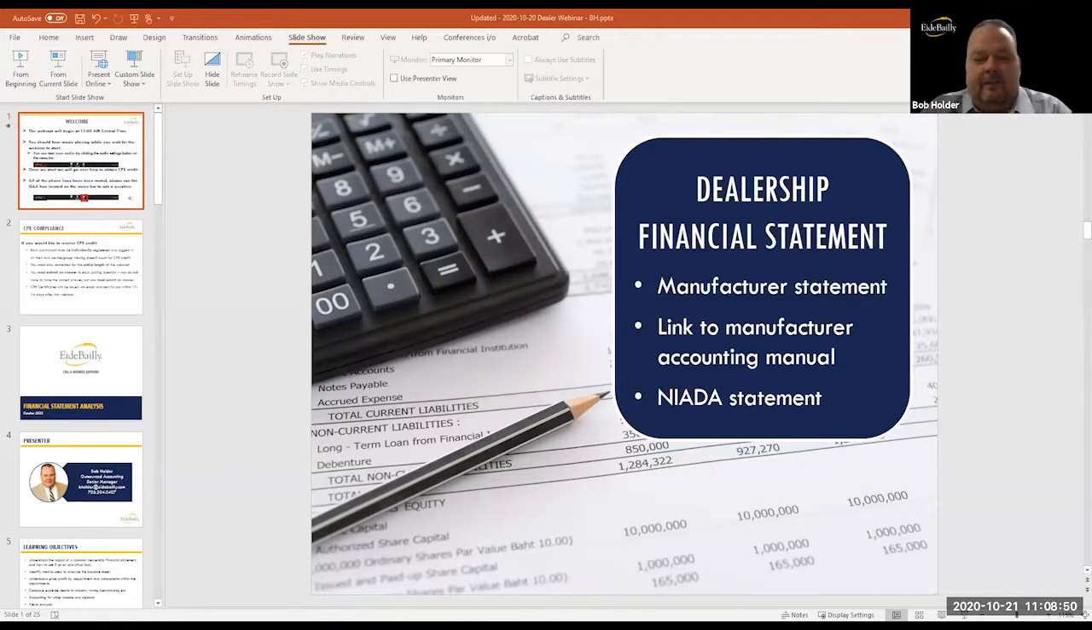And there's also a similar statement. The National Independent Auto Dealer Association has a statement that's very similar, just not as big because it doesn't have all the departments necessarily, but the layout is very similar.